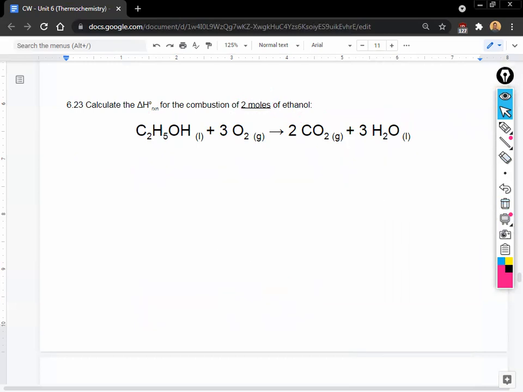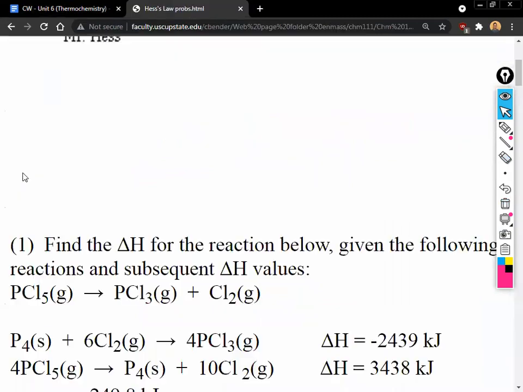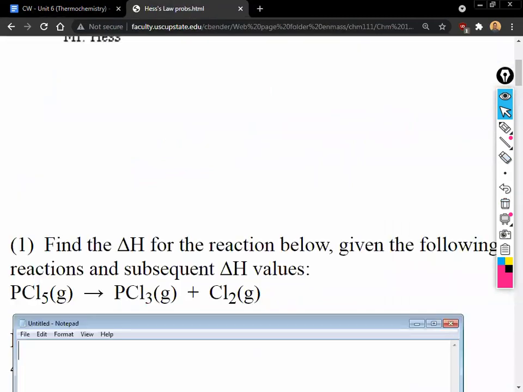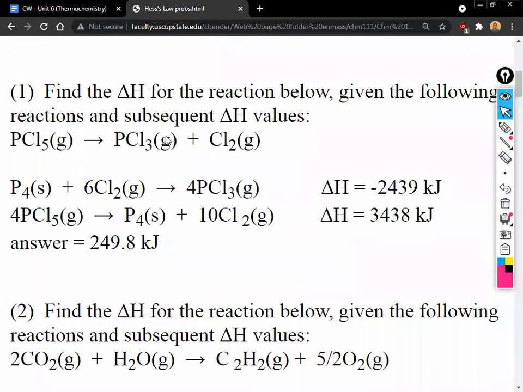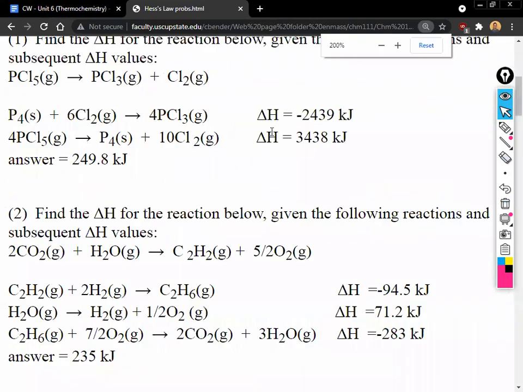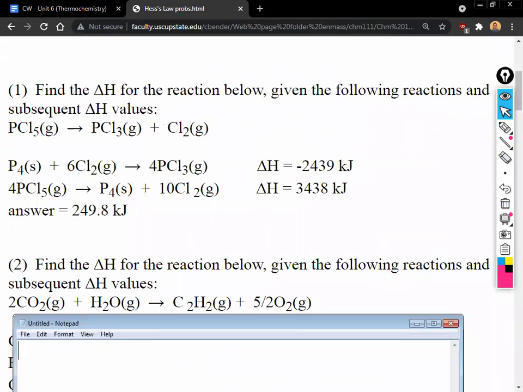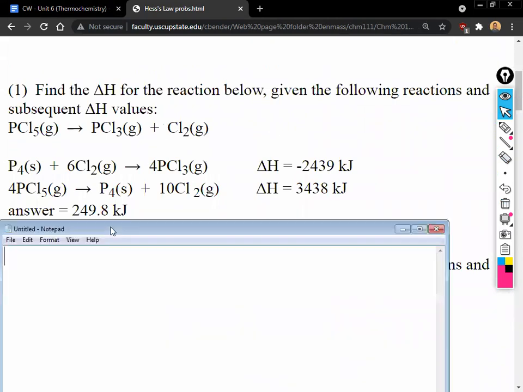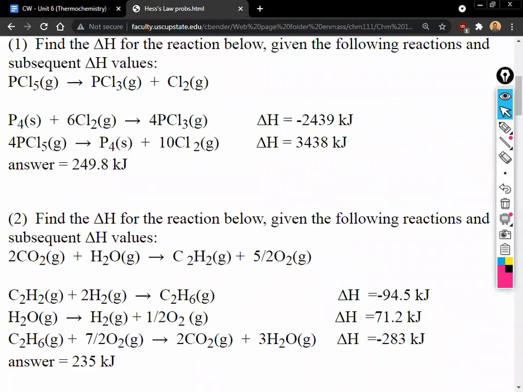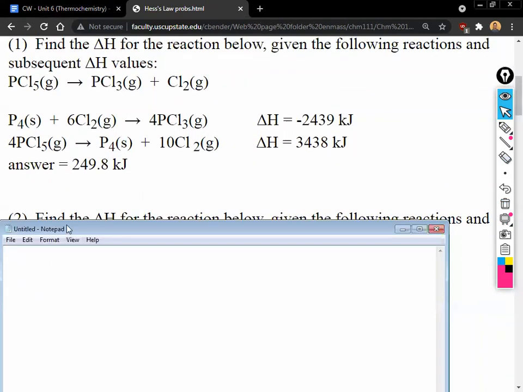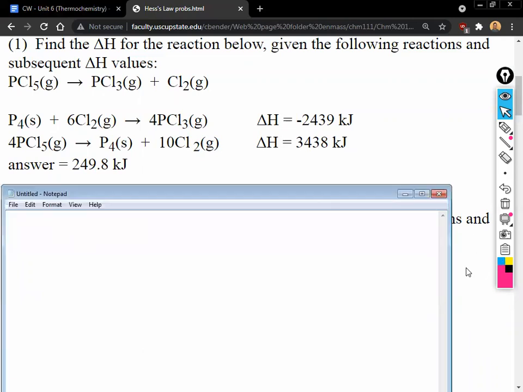Okay. So I found this on Google. It was like the second search. I just literally Googled Hess's Law problems, and you get a bunch of these. So this is one way I recommend that you do practice problems, by just Googling them, and you'll find a bunch, and that'll really help you learn how to do these types of problems, okay? So let's start off with number 1.